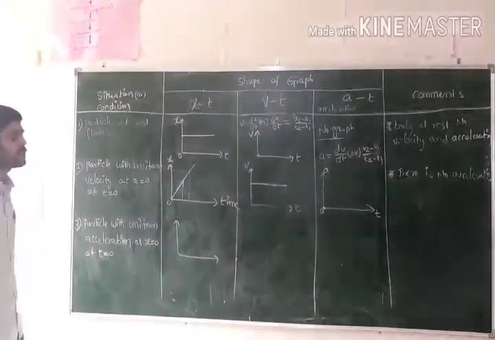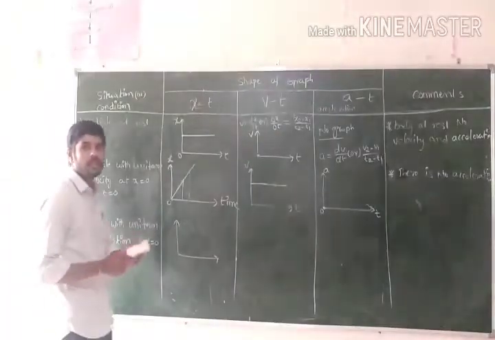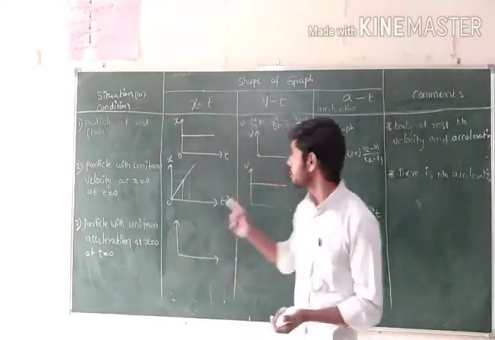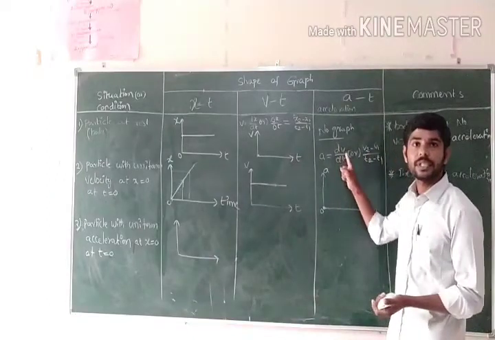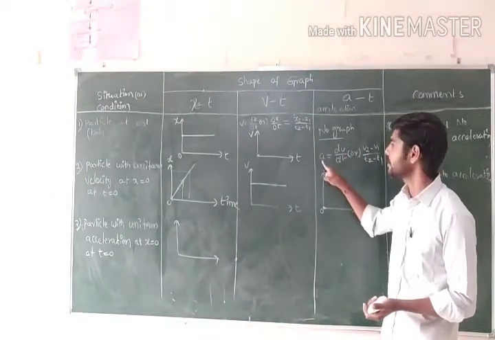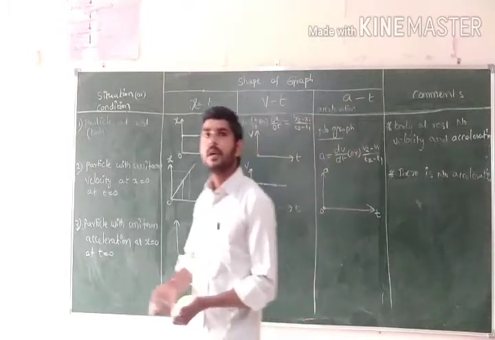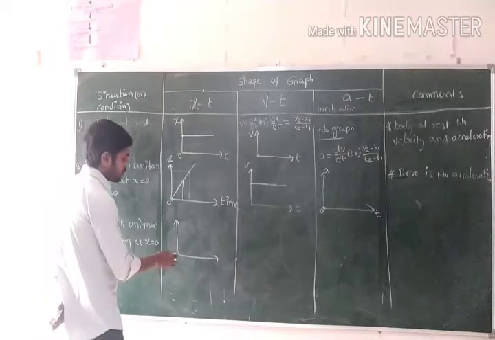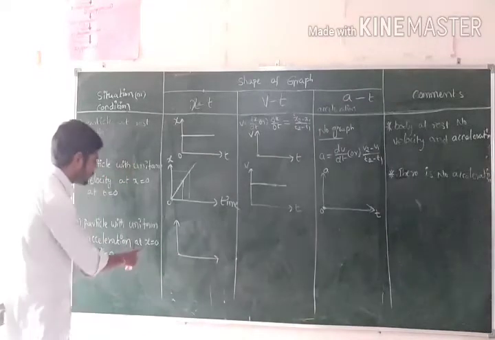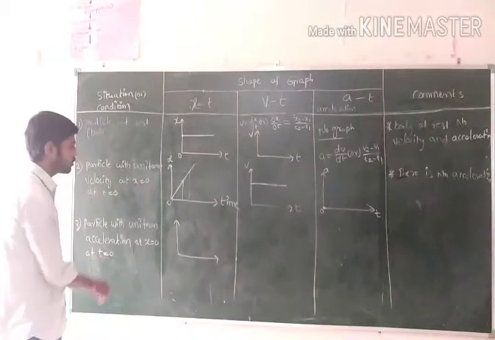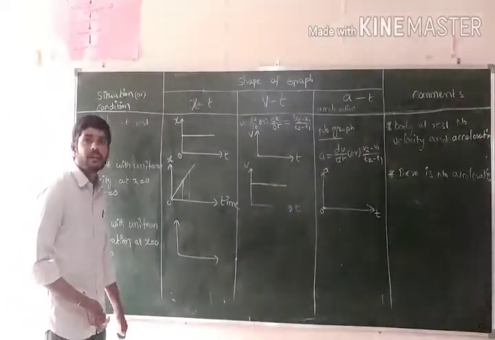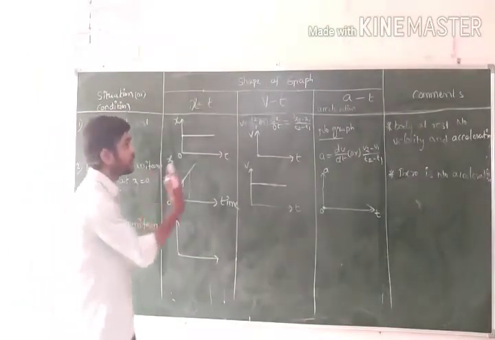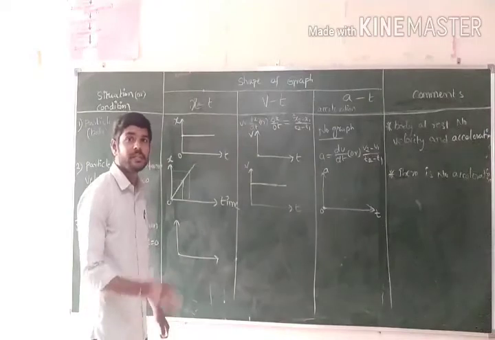Uniform acceleration means constant acceleration. The rate of change of velocity is constant. That is the definition: the rate of change of velocity is called acceleration. So the particle starts with x equals 0 and t equals 0. If it is moving with uniform acceleration, how will the displacement versus time graph come? First of all, we need to derive velocity versus time. Okay, it is an easy process.